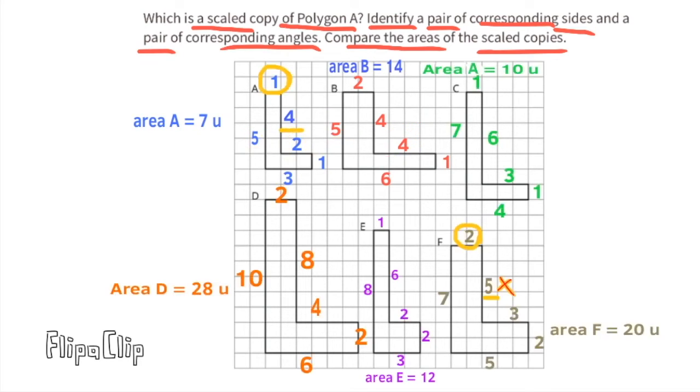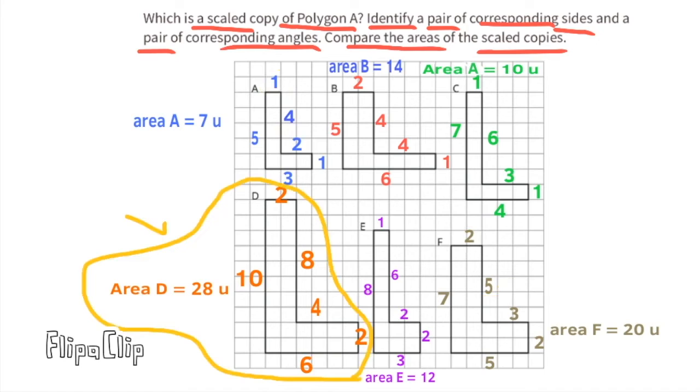Let's look at the rest of the polygons. All the side lengths in polygon D doubled in length. That means that all the side lengths increase proportionally. So we can choose polygon D as a scaled copy of polygon A. None of the other polygons had all their side lengths increase proportionally. So we can't pick any of the other polygons as being a scaled copy of polygon A.